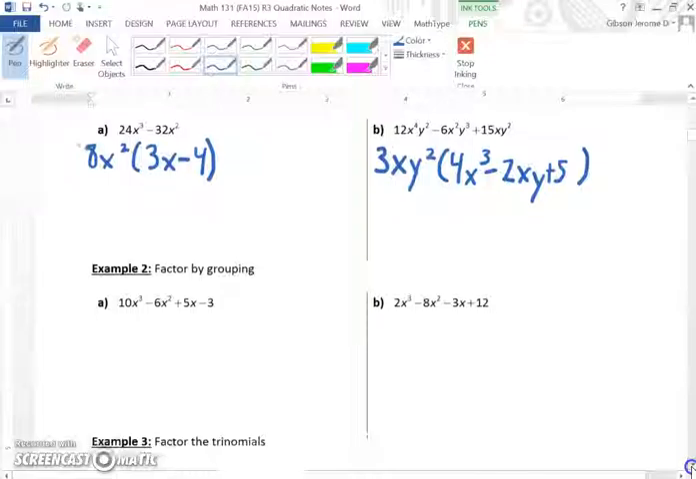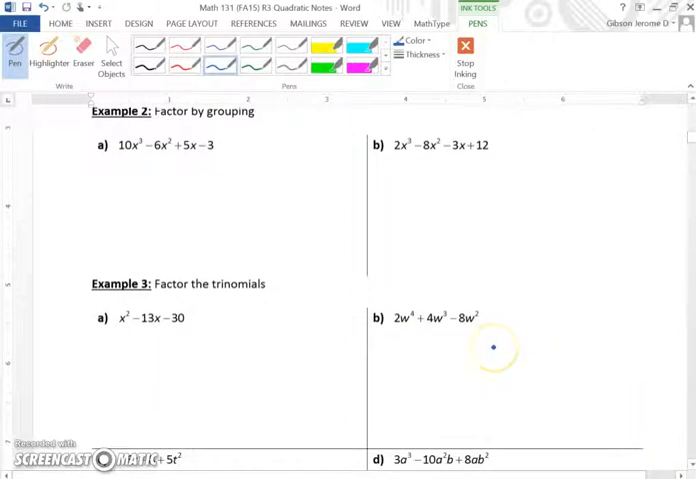All right, example 2. We have factor by grouping. Okay, now, if you notice here in A, we have 4 terms here. So when they want us to factor by grouping, we group by 2. So we would group the first 2 terms, and then we would group the last 2 terms. And we would take their greatest common factor. 10 and 6 greatest common factor is 2. And we look at the variables. X cubed and x squared will give us x squared.